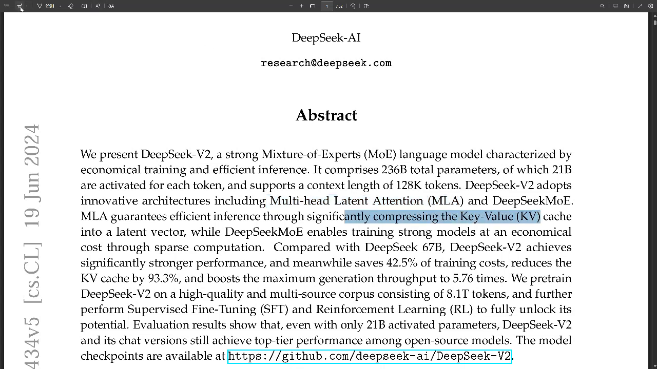What kind of throughput are we talking about? Exceeding 50K tokens per second on a single node.